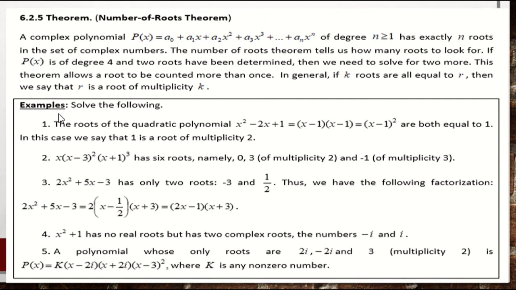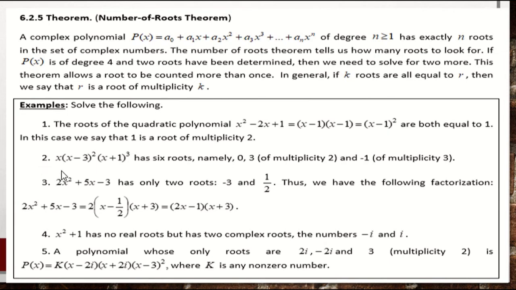Solve the following. Number 1. The roots of the quadratic polynomial x squared minus 2x plus 1 is equal to, so okay, if we factor this out, ang factors niya kay x minus 1 times x minus 1. And that is x minus 1 quantity squared are both equal to 1. So, ang ato ang root is 1 kay x minus 1 man dire. So, ang root niya is 1. In this case, we say that 1 is a root of multiplicity 2. Okay, square man siya. Okay, so 1 ang root of multiplicity 2.